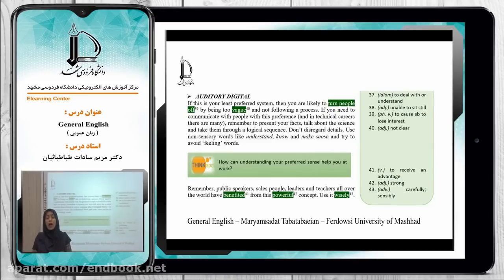And finally, auditory digital people. If this is your least preferred system, again, if you are not really into logic, facts, and science, I don't know, maybe you prefer to act or make decisions based on your feelings. Now that you're talking to someone who prefers logic, then you have to be very careful.